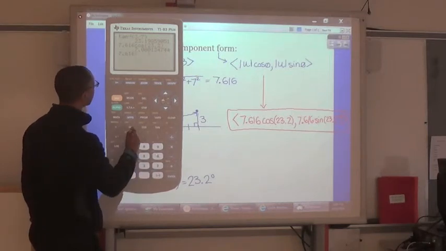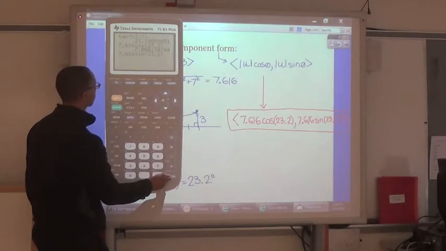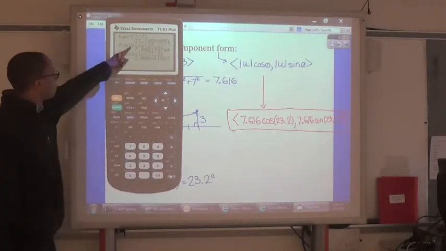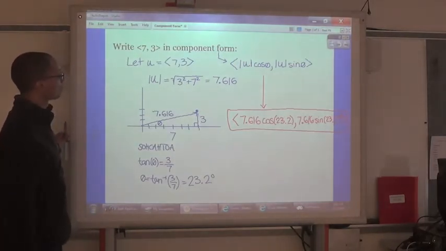Similarly for the y, once we plug in that part of our vector, we should get something very close to 3. Once again, 3.00. So that's basically component form of a vector in a nutshell.